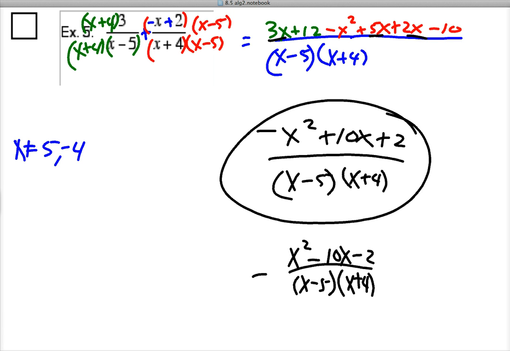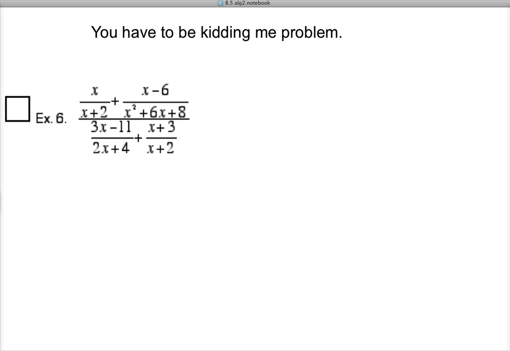Okay, we're going to move on. You have to be kidding me. Well, this looks pretty scary. This is what's called a complex fraction. And I'm going to have two examples for you here. I actually added an extra one here. So leave room at the bottom of the sheet to go through the next one. So I'll get two more problems.